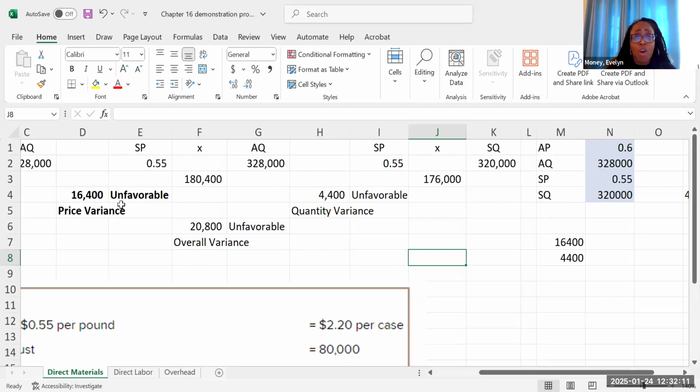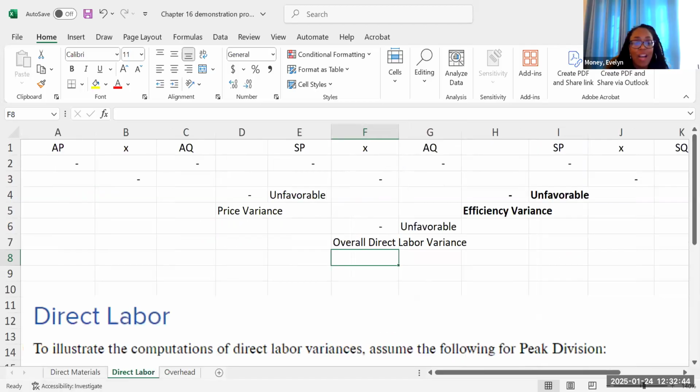There are a lot of things that could have gone wrong. From a quantity standpoint, it could be that we have employees in the factory that don't know what they're doing, so they end up wasting materials. It could be that the purchasing department tried to save some money and they ended up ordering cheap materials, so we had to use more than we planned to use. But we use these variances to help us determine why we overspent so that we can solve this problem for the next period. Now, let's look at direct labor next, using the same concepts here.